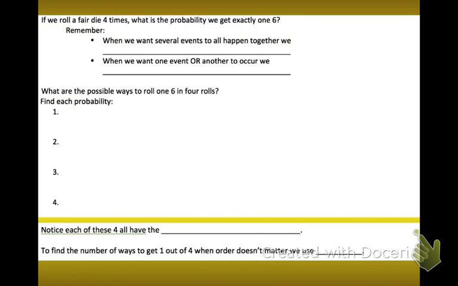So, if we roll a fair die 4 times, what's the probability that we get exactly one 6? Well, when we want several events all to happen together, we need to remember that we multiply. When we want one event or another to occur, we add. And that's coming from the last section on probability.